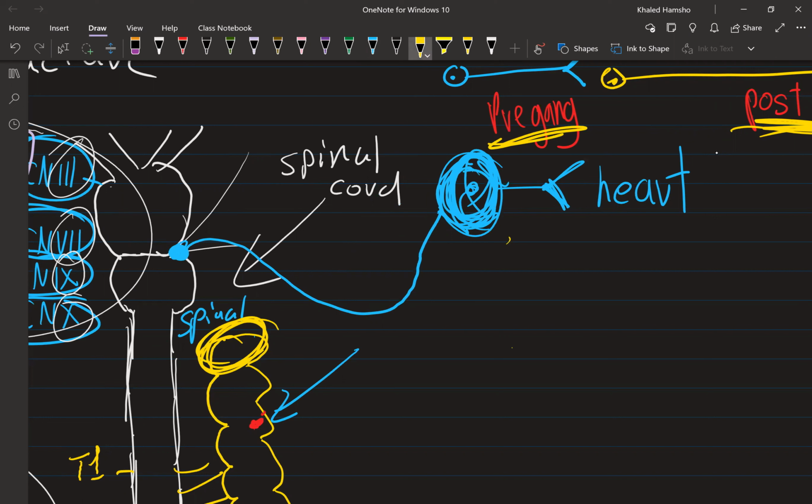Cool. This means that the neuron has to travel much more to reach the ganglion, and that's why it's much longer. As far as the postganglionic neuron over here, it just has to travel a very short distance and it'll reach the heart. So there's always two neurons. It's just the distance between the first one and the second one.